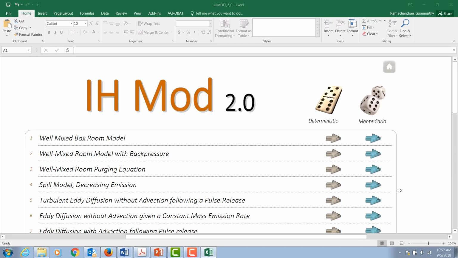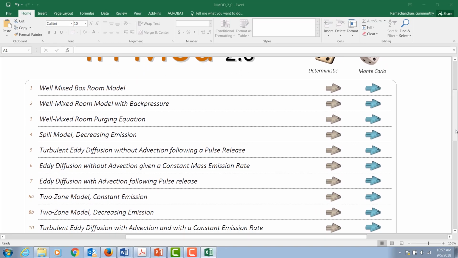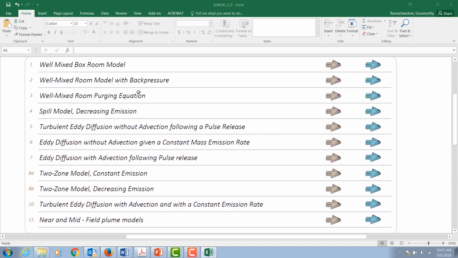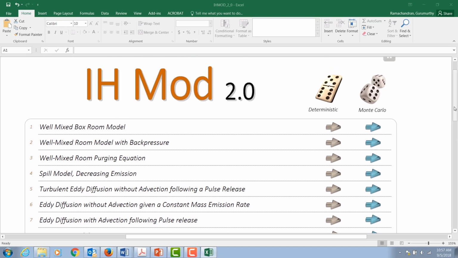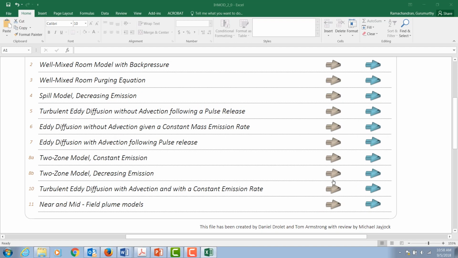So we'll click on the Start button, and now you'll see a whole array of models, starting from the well-mixed box room model to well-mixed room model with back pressure, the purging equation, and so on, all the way down to the near and midfield plume models. For this unit though, I'm just going to demonstrate the use of this with the well-mixed room box model and maybe the two-zone model with constant emission.